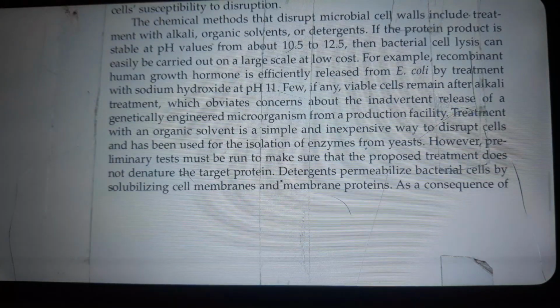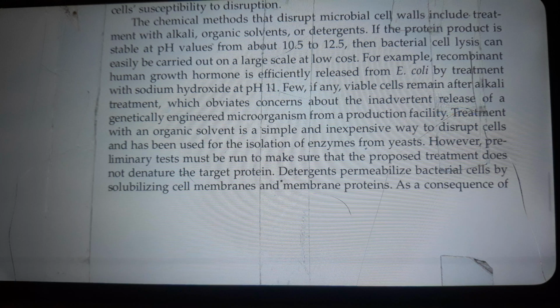The chemical methods to disrupt microbial cell walls include treatment with alkali, organic solvents, or detergents. If the protein product is stable at pH values from about 10.5 to 12.5, the bacterial cell lysis can easily be carried out on a large scale at low cost. For example, recombinant human growth hormone is efficiently released from E. coli by treatment with sodium hydroxide at pH 11. Few, if any, viable cells remain after alkali treatment, which obviates concerns about the inadvertent release of a genetically engineered microorganism from a production facility.